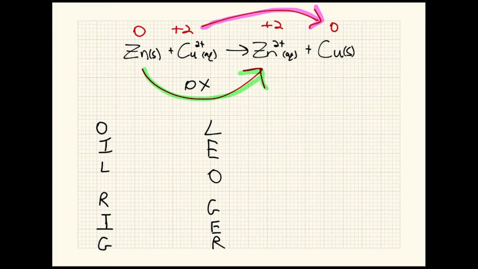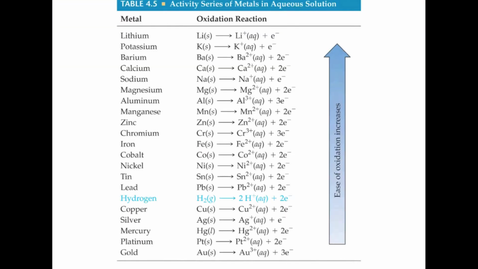But whether or not this process will even happen in the first place is related to something called the activity series. The activity series is shown here, which is really just a listing of all of these elements, mostly metals, and their oxidation reactions, which is, of course, removing an electron from them. And this list is presented in the order of ease of oxidation. So the ease of oxidation increases at the top of the list.